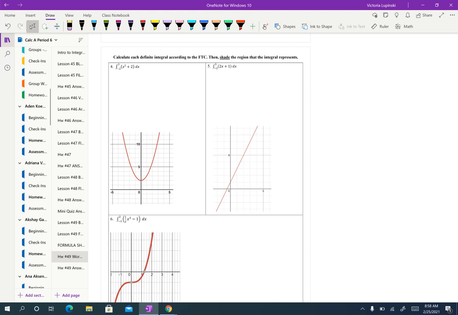So the truth is, if you're able to do homework 49 here, it shows that you have a perfect understanding of both the fundamental theorem of calculus and its graphical relationship.